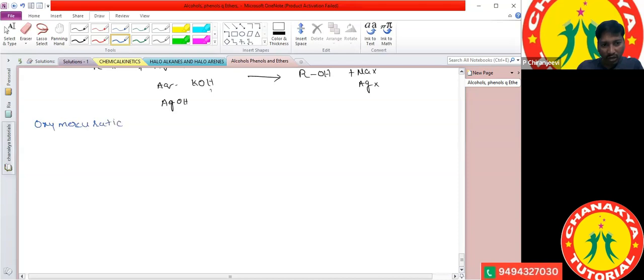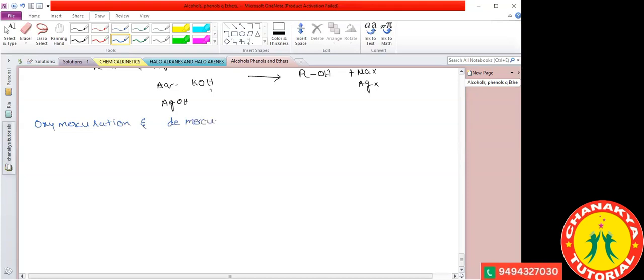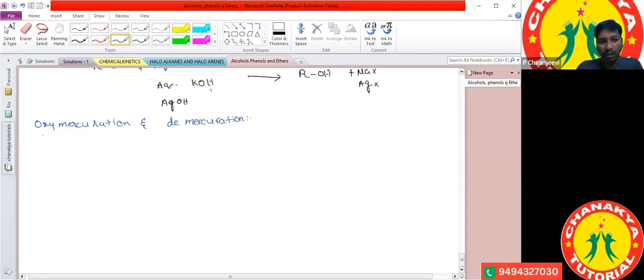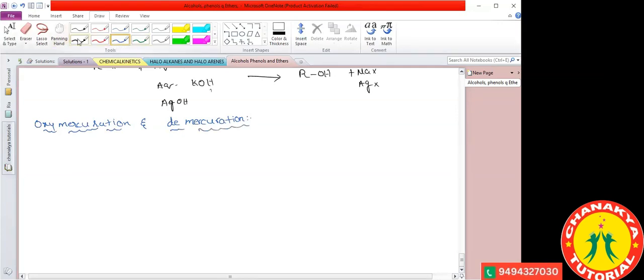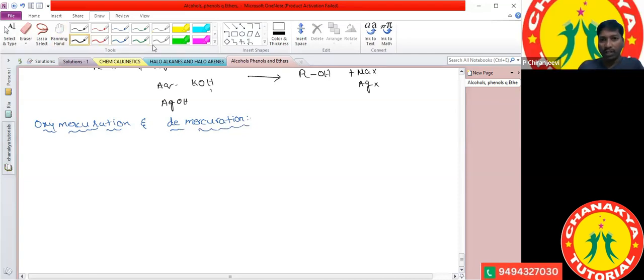Oxymercuration and demercuration. Is it adding mercury with an OH group and then removing mercury? Very good, ma. But finally, what is the product you will get in the oxymercuration and demercuration reaction? OH? Okay, very good, ma. We are going to form an alcohol here. So we'll get an alcohol as the product.